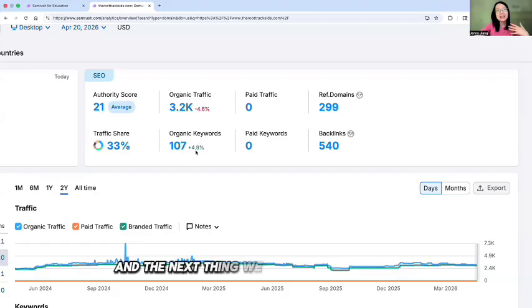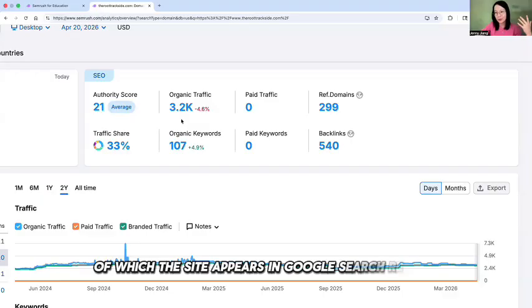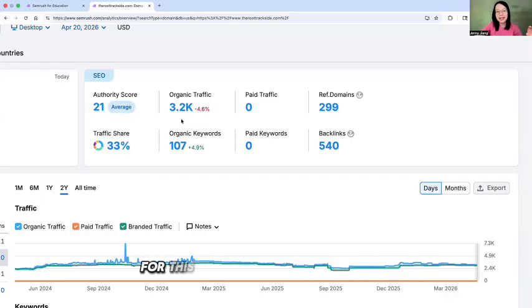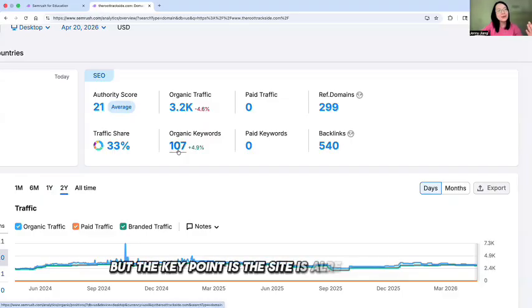And the next thing we're going to look at is organic keywords. Organic keywords means the number of keywords for which the site appears in Google search results. For this site, the number is around 107, but the key point is the site is already ranking for a meaningful number of keywords. This tells us that Google already recognizes the site for some search terms, which is great.